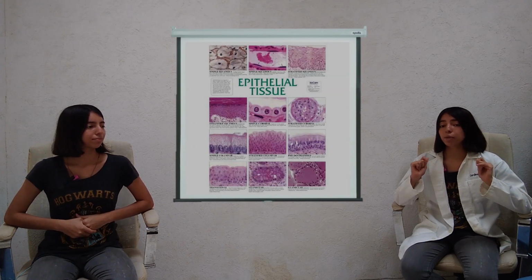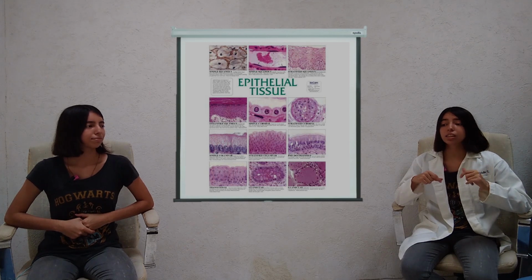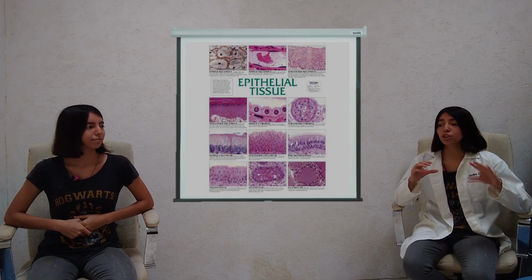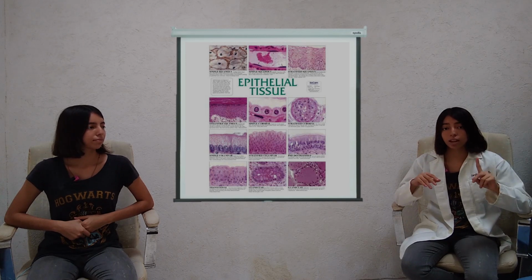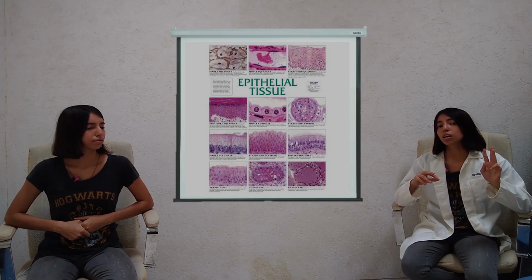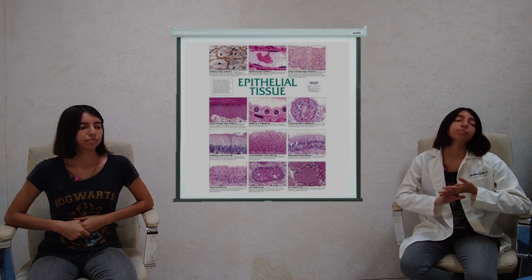Please, tell us more about it. Let me start by explaining the epithelial tissue. The epithelial tissue, or epithelium, consists of tightly packed cells that form a continuous layer. Epithelial tissue has many different functions in our body. The most important are protection, filtration, secretion, absorption, and excretion.